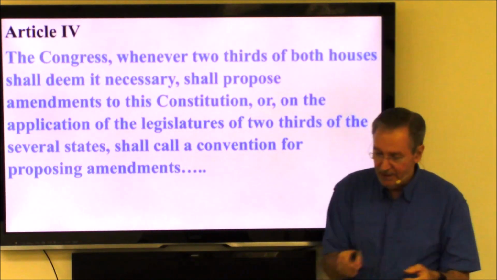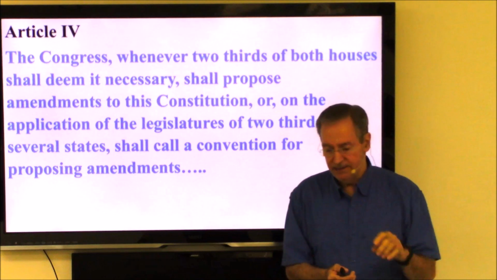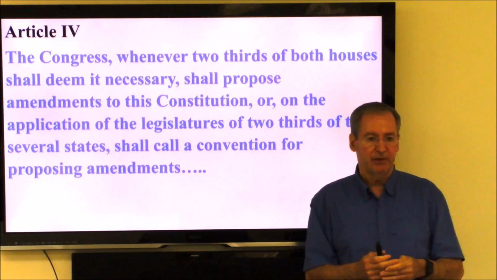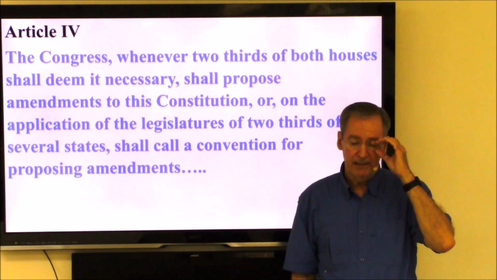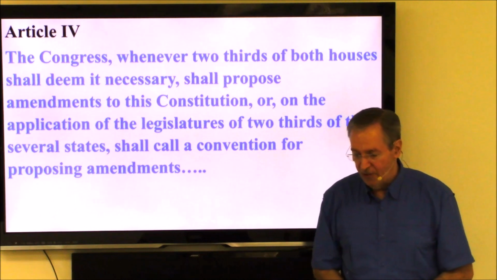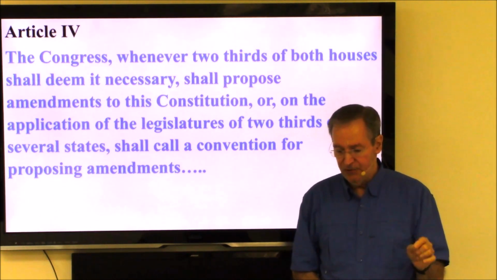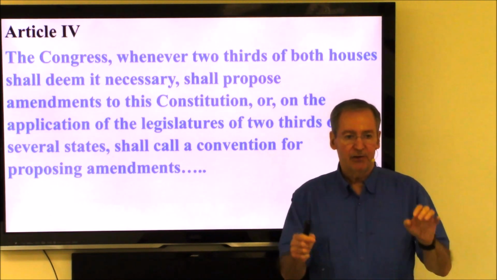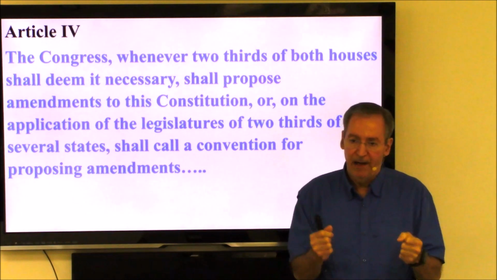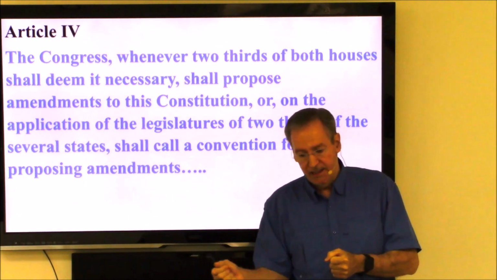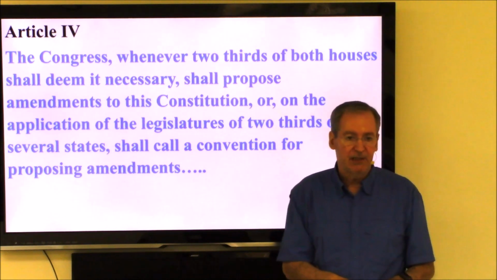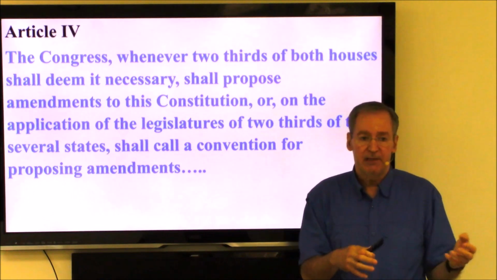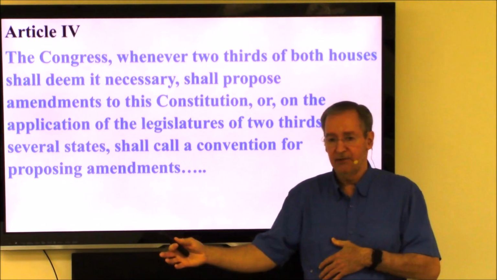Article 5. The Congress, whenever two-thirds of both houses shall deem it necessary, shall propose amendments to the Constitution. Okay, we know that. You can amend the Constitution. It's been amended several times. Or on the application of the legislatures of two-thirds of the several states, shall call a convention for proposing amendments. So another power that we have over the federal government is that if two-thirds of the states petition, they can call a constitutional convention and come up with amendments, bypassing the legislature in the federal government.